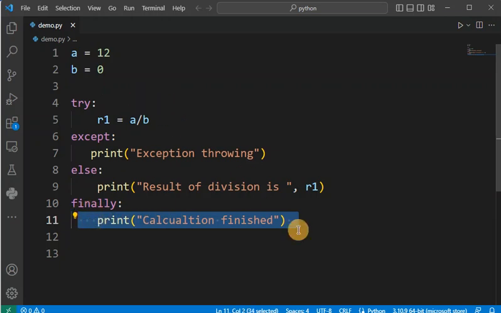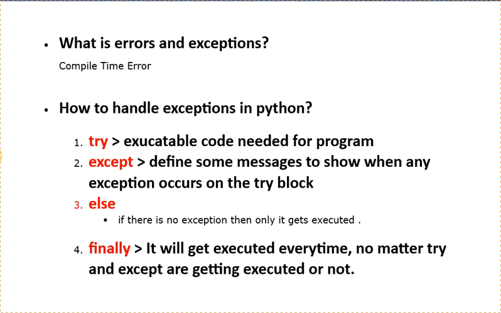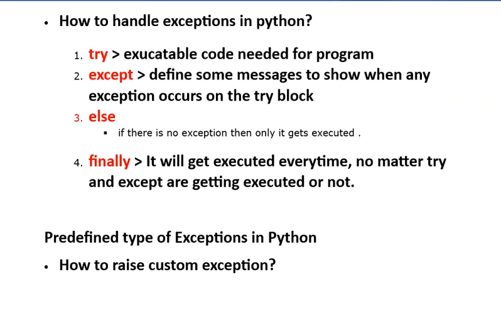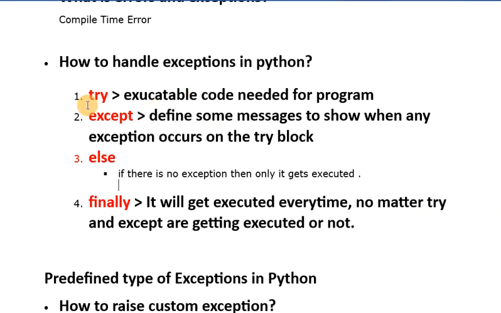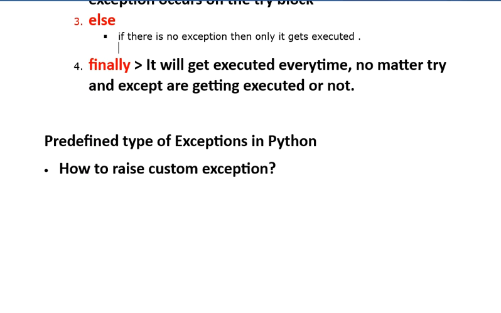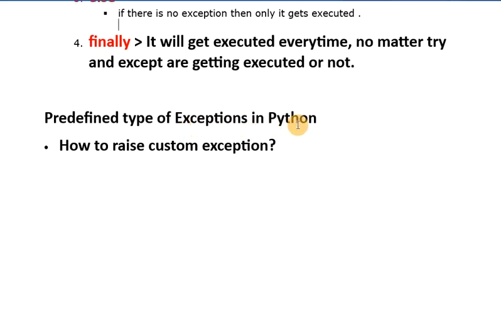This time you can see we are facing the exception here, but after this it is also getting executed. So this is what the finally block is. The finally block will get executed every time, doesn't matter whether the try, except and else are working or not. Now let me show you other points here. This way we have understood the different parts of exception handling: try, except, else, and finally. Now come to the next point, predefined types of exceptions in Python.